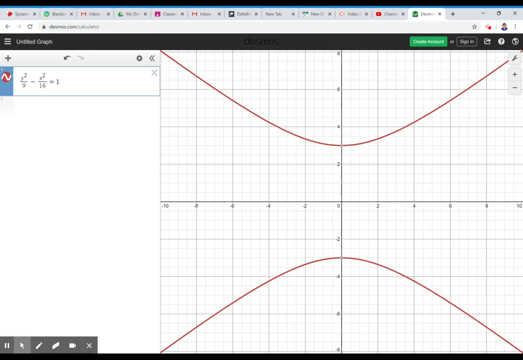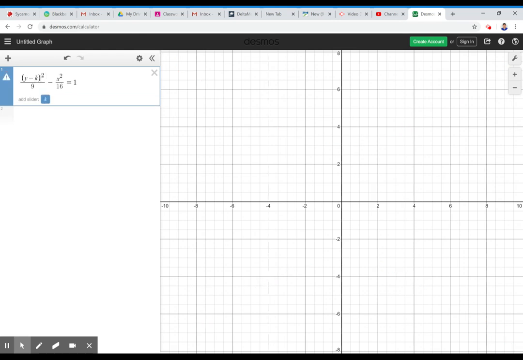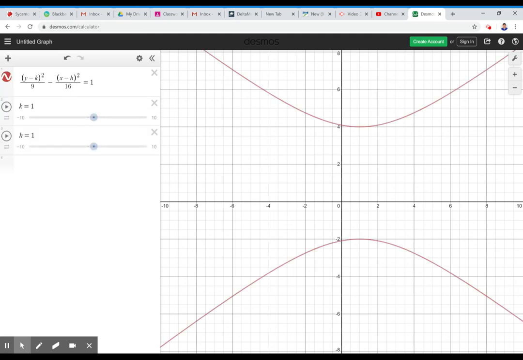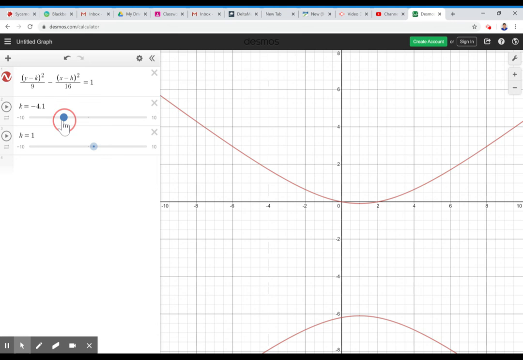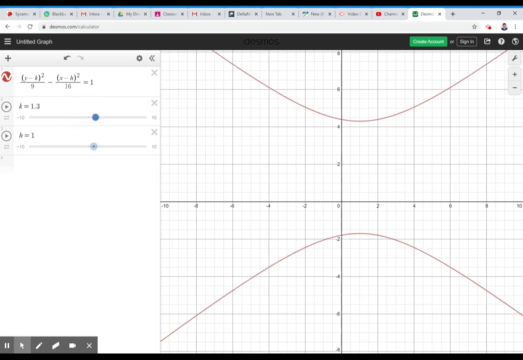And then it turns out that your center is going to be the point in between these. And so just like in the ellipse, you can use this h, k. The k goes with the y. The x goes with the h. So you get y minus k squared over 9 minus x minus h squared over 16 equals 1. And so we create sliders for these. And now we can see, oh, I can move my hyperbola around by changing these h and k's.